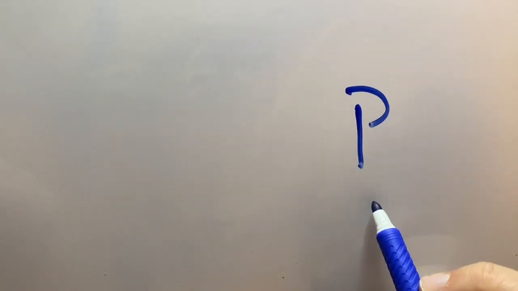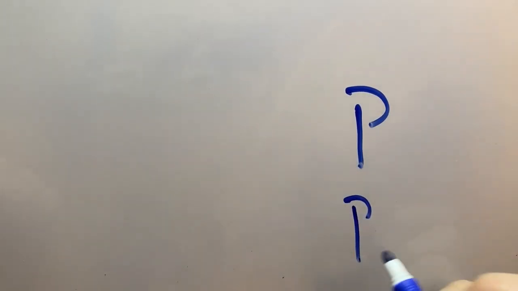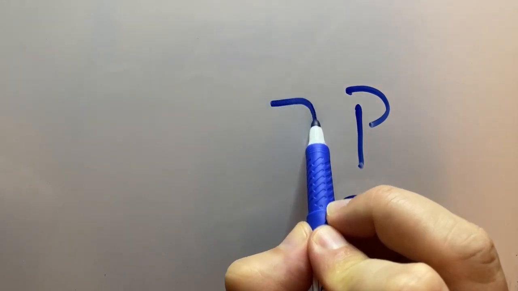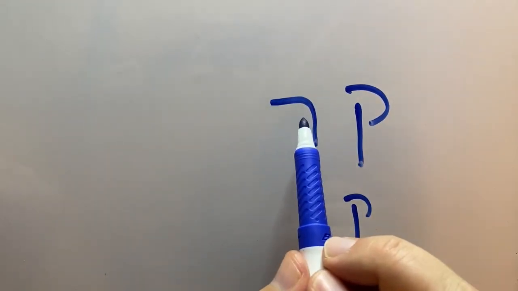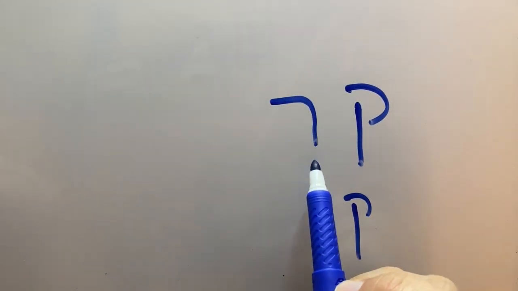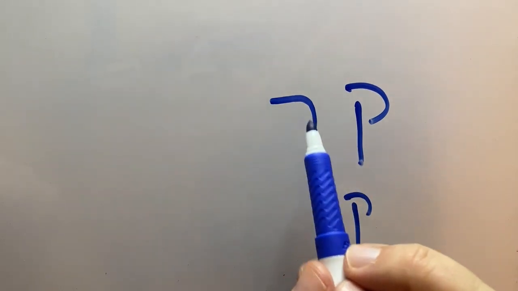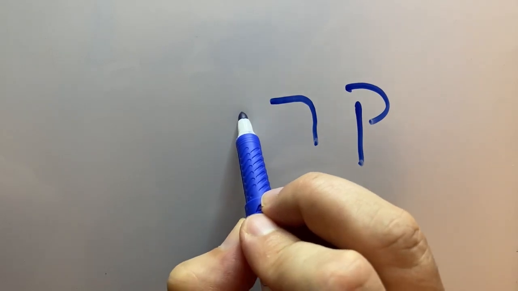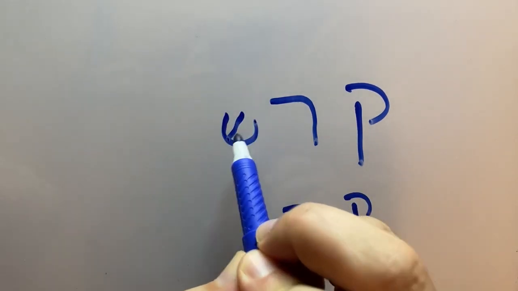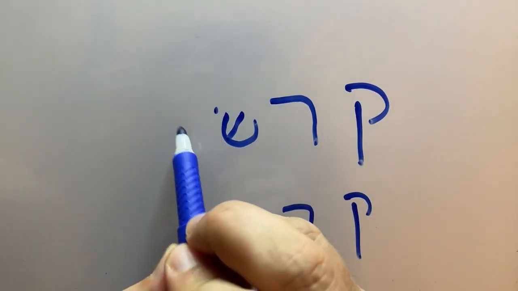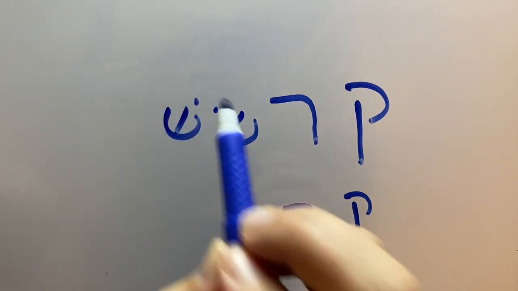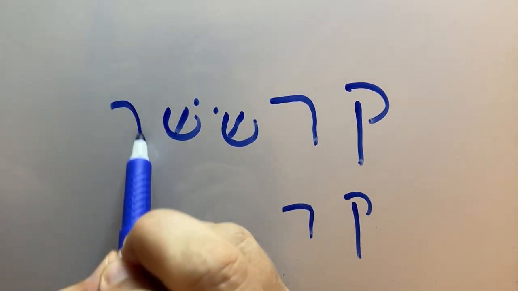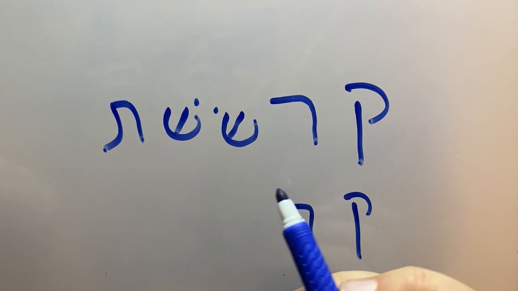Qof, that's pretty much the same. Resh. Now look, against Dalet, Resh is kind of one motion. Dalet, make it two. Resh, make it one. Sin. Shin. Tav or Tau.